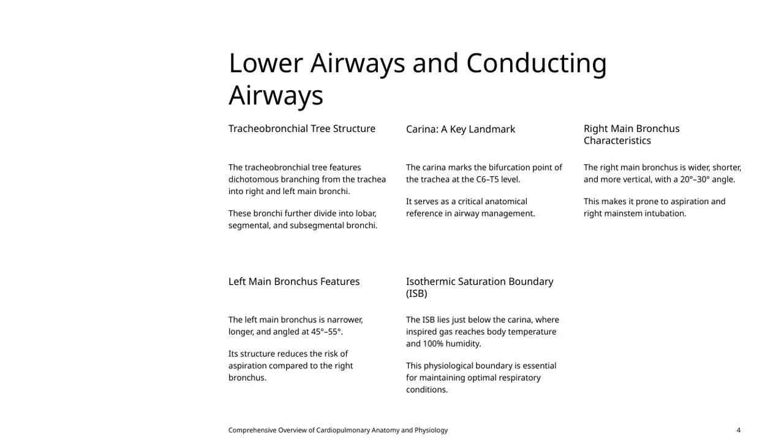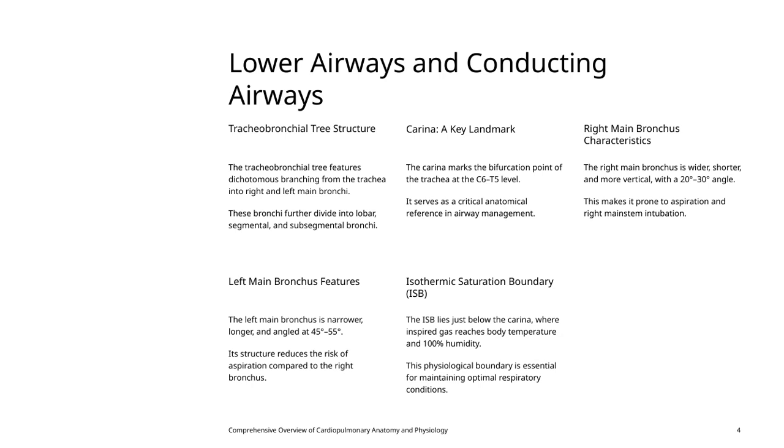This anatomical feature actually helps reduce the risk of aspiration on the left side. Because of its shape and length, foreign material is less likely to enter the left bronchus compared to the right. In contrast, the right main bronchus is wider, shorter, and more vertical, with an angle of roughly 20 to 30 degrees. This structure makes it more prone to aspiration, and it's also the typical pathway for right mainstem intubation during airway management, which is an important consideration during procedures.